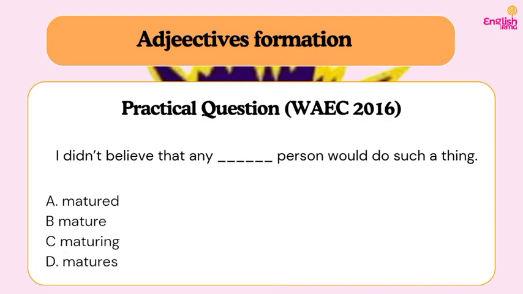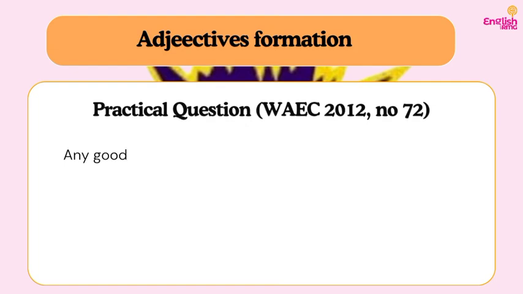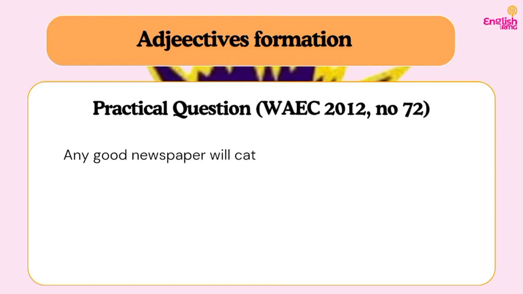A, matured. C, maturing is also like a continuous verb, and matures is like the singular form of the verb. Do you understand? So the only form of adjective here is what? Matured. Do you understand? Matured, just like we have from the explanation I did earlier. So our answer is going to be what? A, matured. I then believe that any matured person would do such a thing. So not mature, please. The answer is what? Matured.